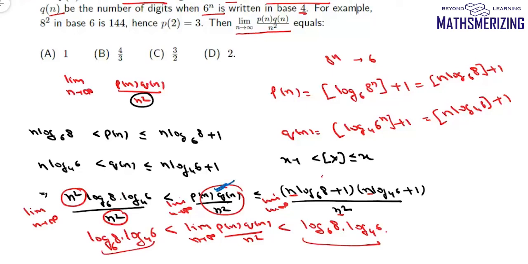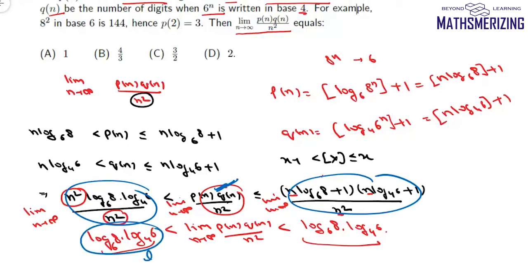Now the sandwich theorem says if f(x) lies between g(x) and h(x), and if the limiting value of g(x) is L and the limiting value of h(x) is L, then the limiting value of this limit is also L.